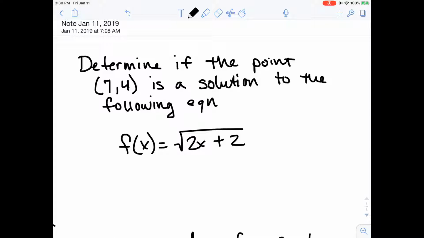But all you have to do is take the point, (7, 4). Remember, this is your x and this is your y. So wherever I see an x, I'm going to plug in 7, and wherever I see a y, I'm going to plug in 4.